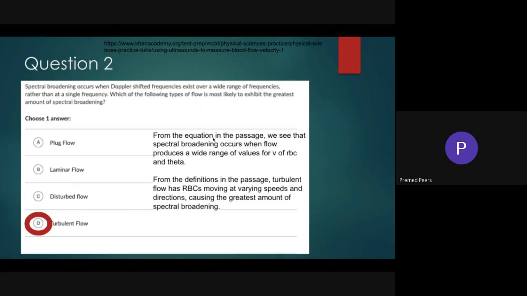And this was the explanation straight from Khan Academy. So when flow produces a wide range of values for V of RBC and theta, so theta is talking about the direction. Turbulent RBCs has, yeah, basically what he said. So thank you for sharing your thoughts.